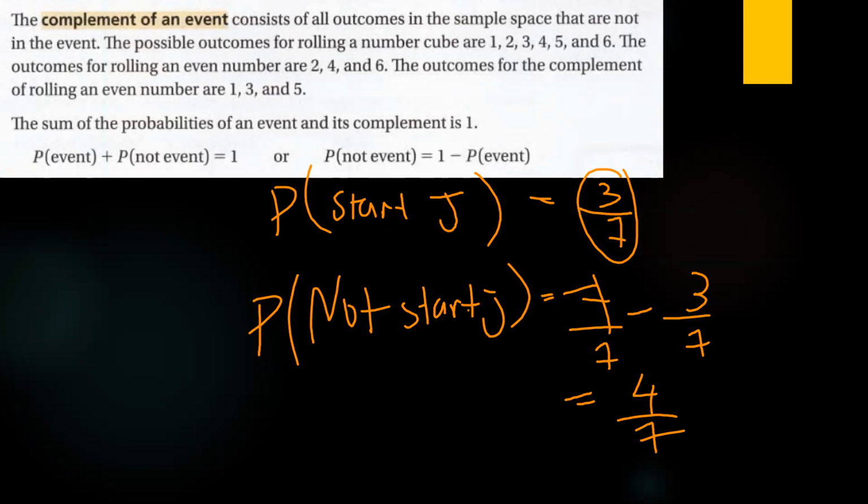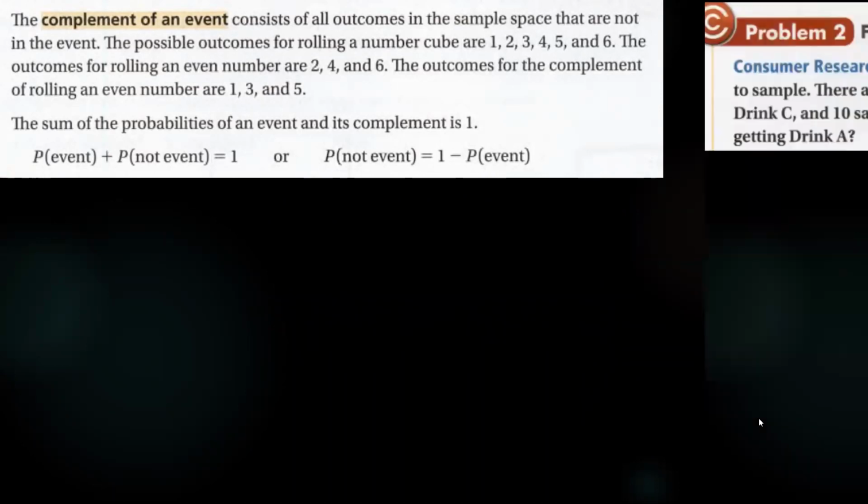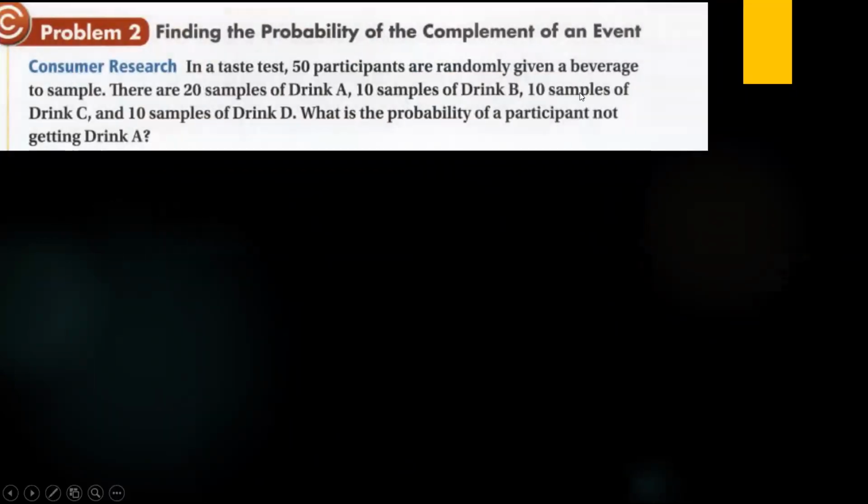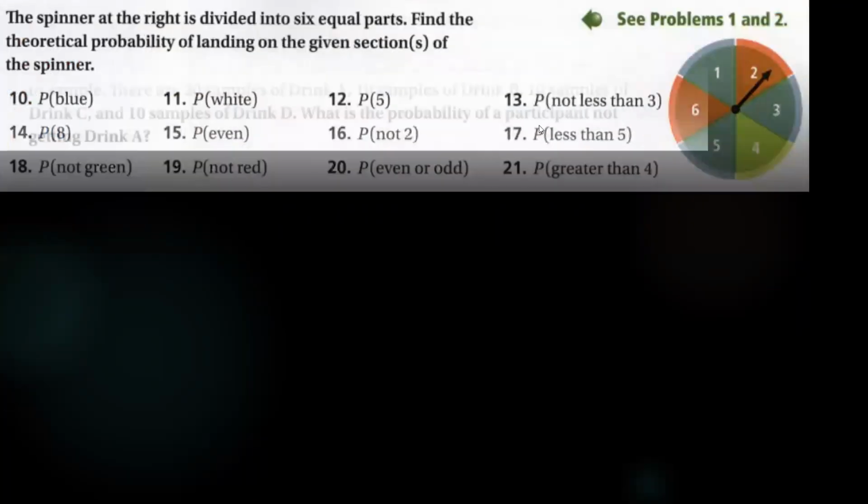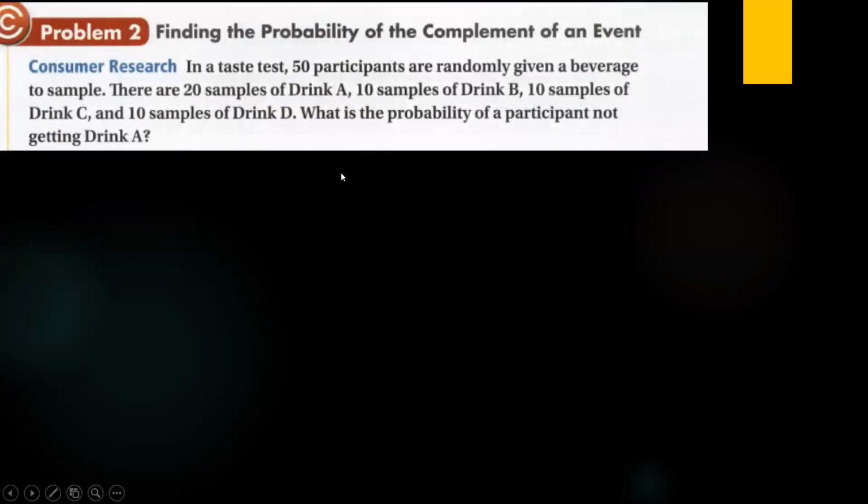Let's have now more examples in order to understand. Finding the probability of the complement of an event. In a test, 50 participants are randomly given a beverage to sample. There are 20 samples of drink A, 10 samples of drink B, 10 samples of drink C, and 10 samples of drink D, sorry. So here we have 50 participants.